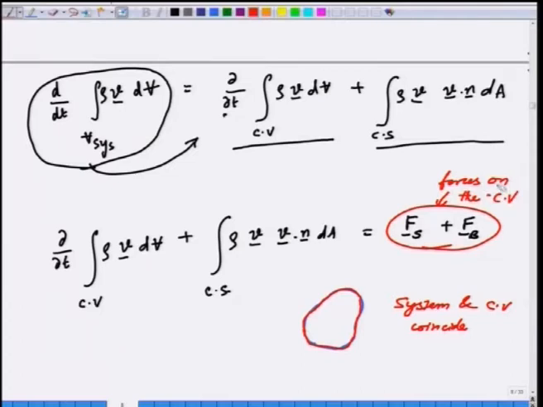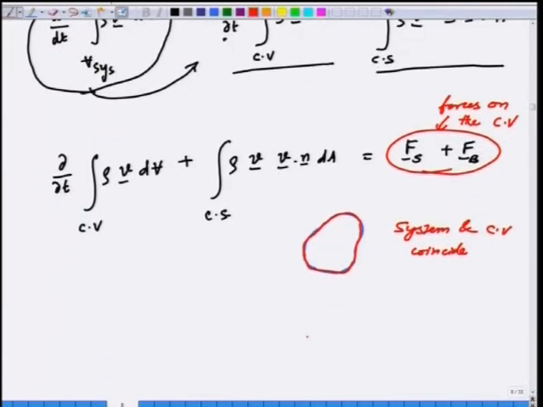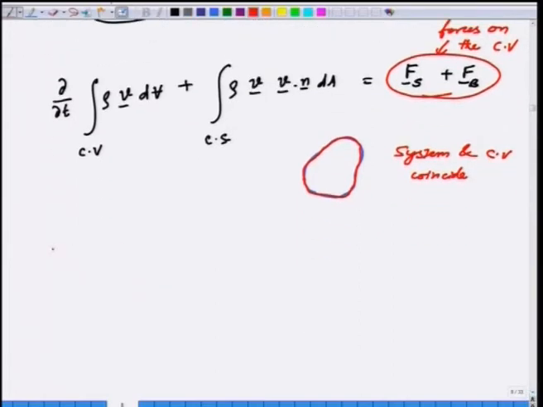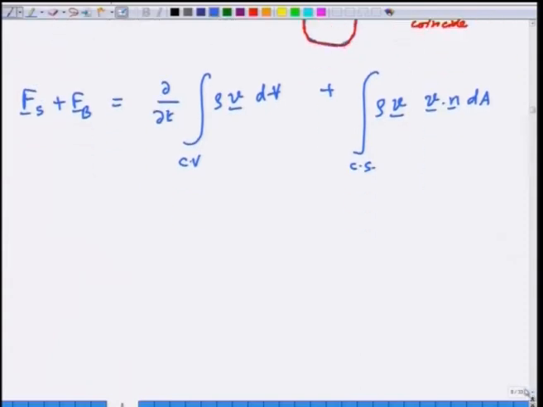So, we are now able to obtain a version of Newton's second law applied to variables that pertain to a control volume. Essentially what we have is F_S plus F_B, the sum of all surface and body forces, equal to d/dt of the integral over the CV of rho V dV plus the integral over the control surface of rho V V dot n dA. So, this is the general form of the integral momentum balance. Now, we can simplify it to some special cases.